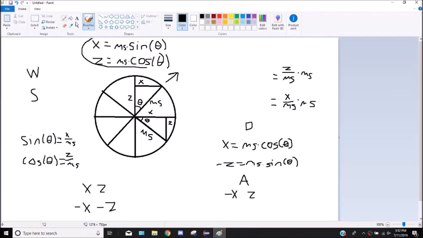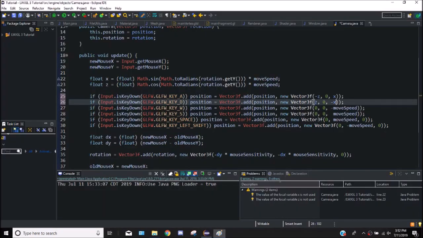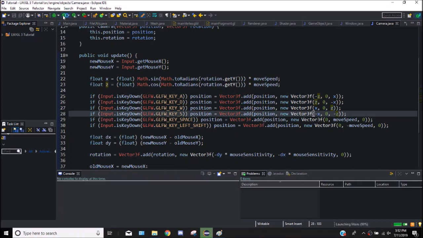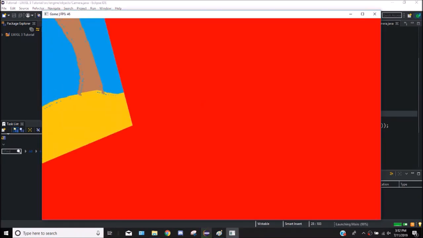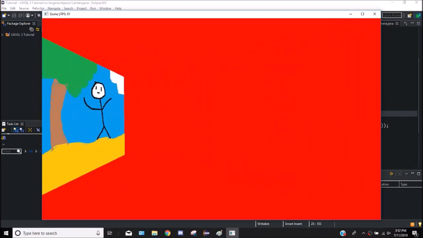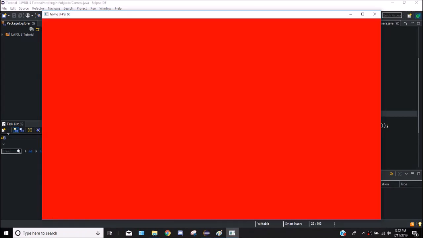And so we can switch back to our normal standard with X and Z. So here we can say X, and then here we can say Z, and then here negative X, and here negative Z. And for up and down, we don't need to change that because we're not moving in relation to any rotation. So if we now run this and click on it and rotate, if we turn to the right, we actually go right and left. We actually have camera movement correct.